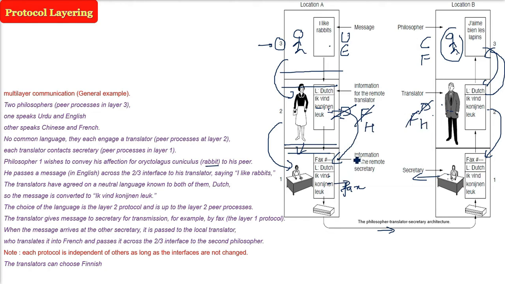Okay. Now coming to the first layer, the secretaries, they may decide we don't want to send it by fax, we'll send it by email or telephone. So this is the agreed upon protocol between them. This is how the communication happens, and "I like rabbits" is transferred to philosopher 2.